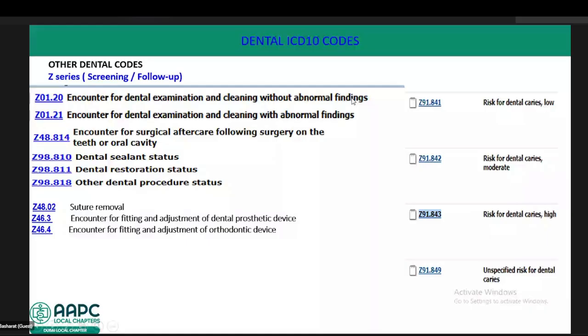Okay, the doctor did the checkup and didn't find anything. He said everything is fine, just do the regular brushing. So there's a time you will assign this ICD code.